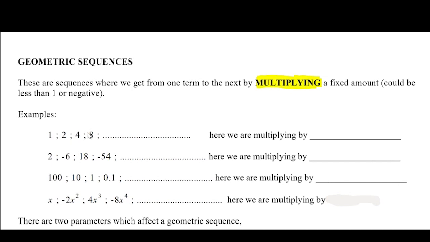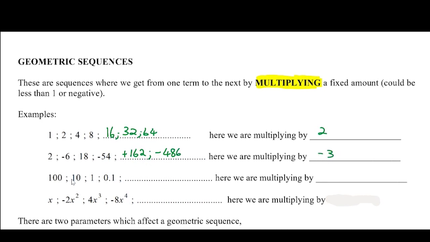So let's just look at some examples here. For example, this first one, 1, 2, 4, 8, our next term here would be 16, because we are multiplying by 2 in each case, and the next term would be 32 and then 64. For this next one, we're actually multiplying by -3 to get from one term to the next. So the next term here would be positive 162. The next one would be negative. If we multiply this by -3, we're going to get negative 486. So here we are multiplying by -3.